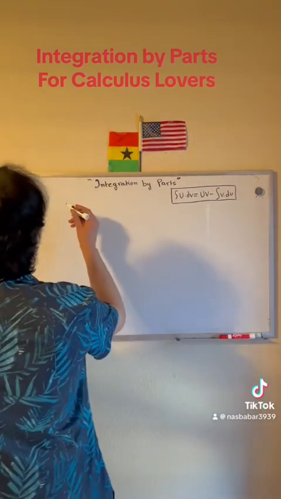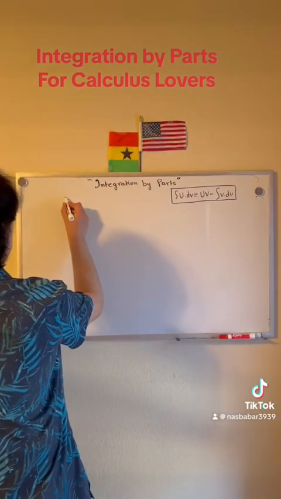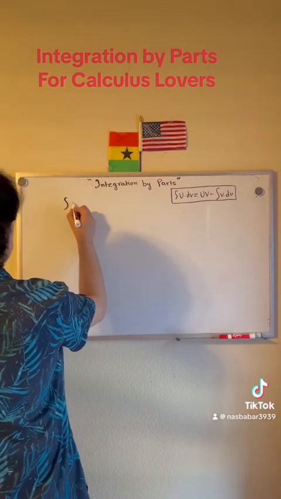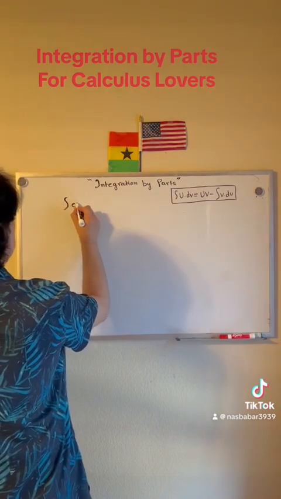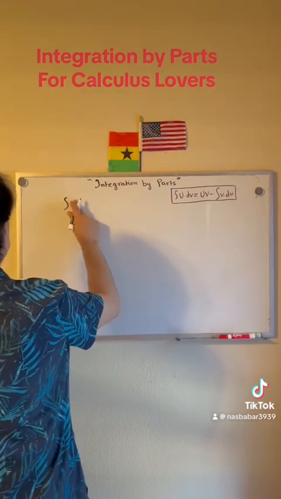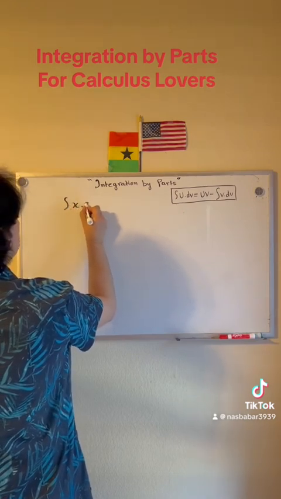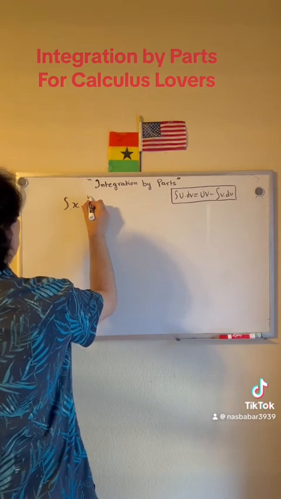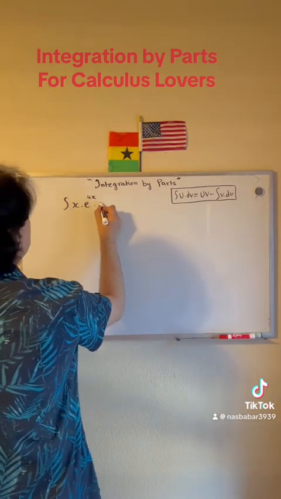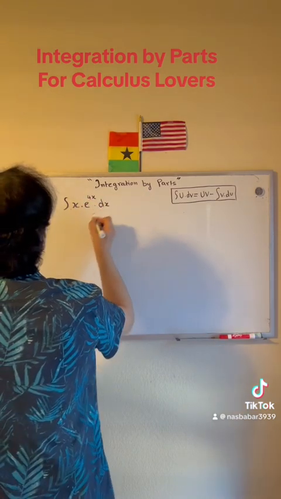So let's say we have something like this: the integral of x times e raised to the power 4x dx. How would you solve that?